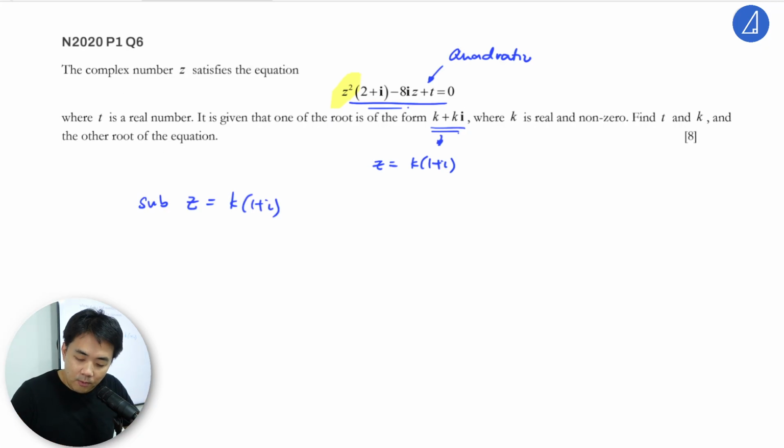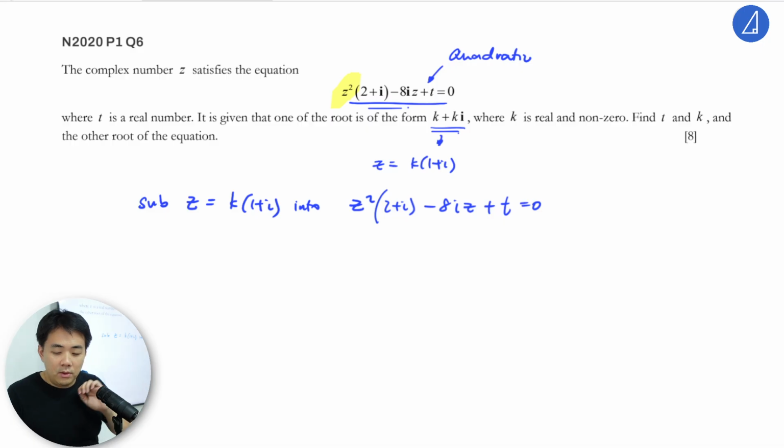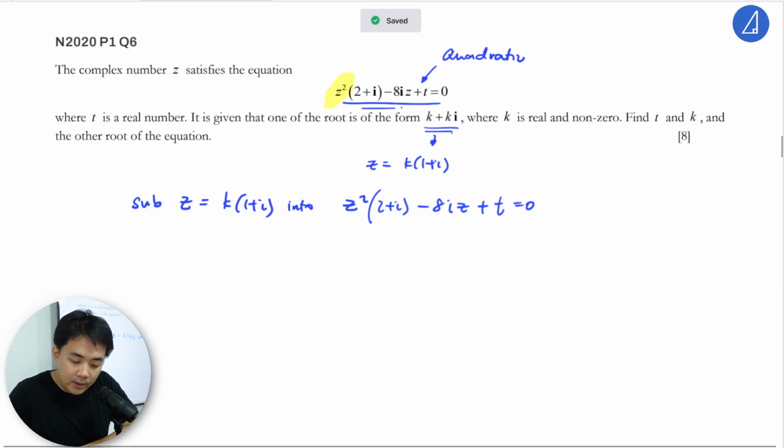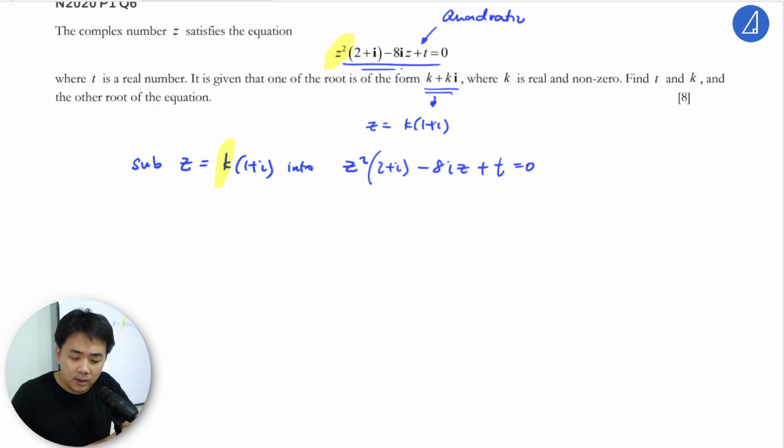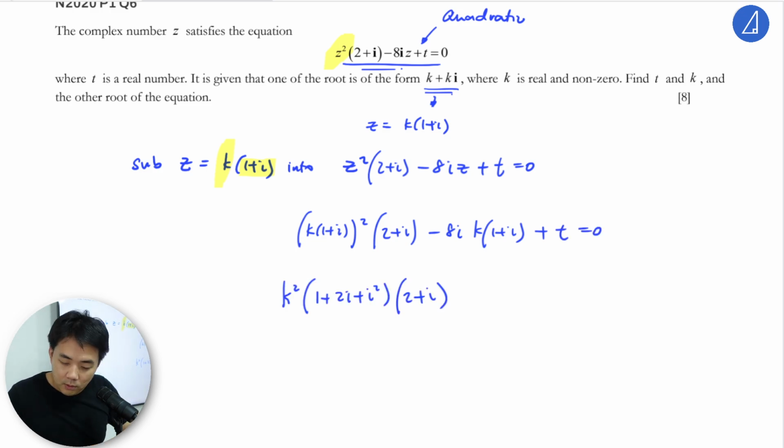Sub k(1 + i) into the quadratic equation. The reason why I bring the k out is so that I don't have to deal with so many k's. I just want 1 + i. I can foresee that by factorizing the k out, it makes life easier. So I'm going to put k(1 + i) into the equation: (2 + i) minus i, k(1 + i), plus t equals 0. Slowly expand it.